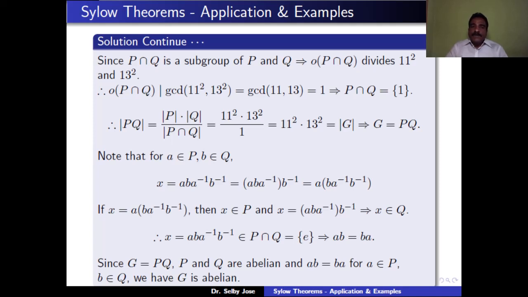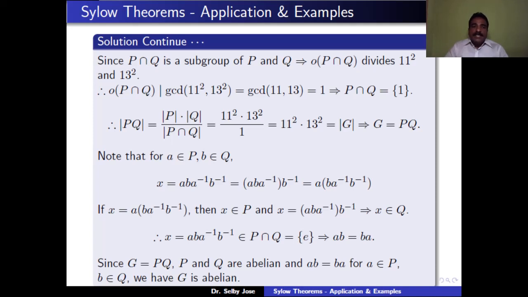Now for a in P and b in Q, X is equal to a b a inverse b inverse. That I can write it two different ways. One is a b a inverse into b inverse, and the other one is a into b a inverse b inverse. Suppose X is equal to a b a inverse into b inverse.